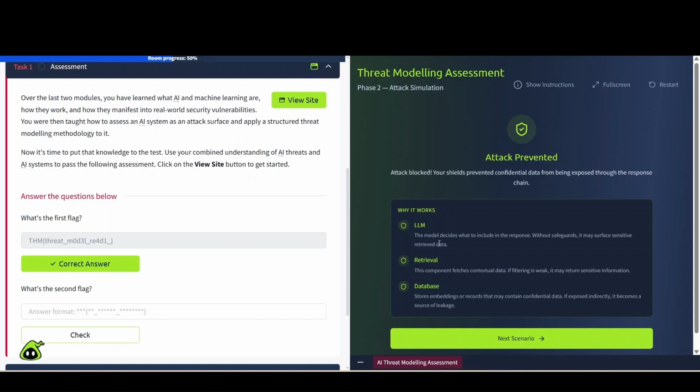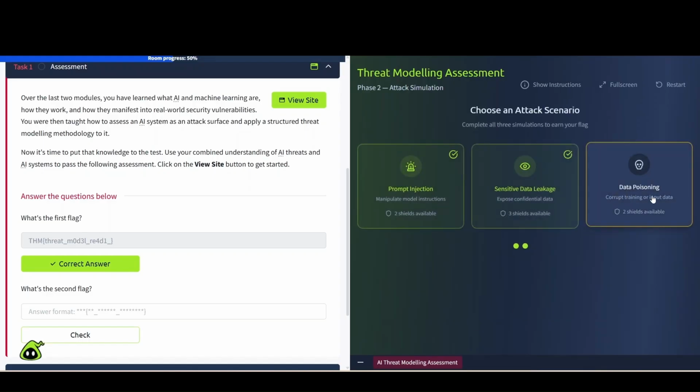Why it works: LLM. The model decides what to include in the response. Without safeguards, it may surface sensitive retrieved data. Retrieval: this component fetches contextual data. If filtering is weak, it may return sensitive information. Database stores embeddings or records that may contain confidential data. If exposed indirectly, it becomes a source of leakage.